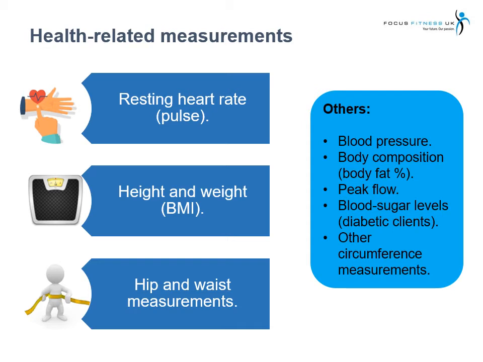You can also take hip and waist measurements, or just waist measurements nowadays, and you can compare them to see coronary heart disease risk. So all of these are quite good. Other ones you might find: blood pressure is a very good indication if there's not efficient blood flow in the body. Body composition, so body fat either by caliper or by other means. Peak flow, that's a lung test. Blood sugar levels, or other circumference measures, so it could be bicep, tricep, calf, chest measurement, for example. All these can give you good information.